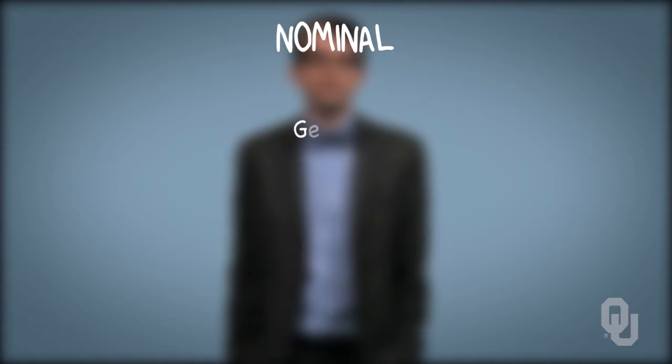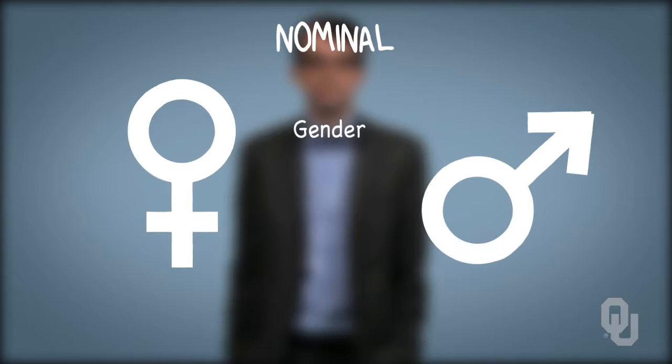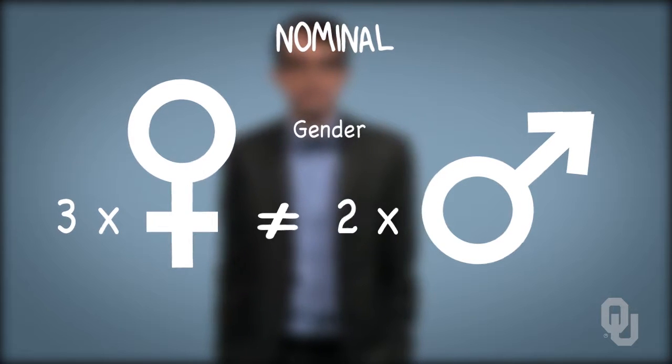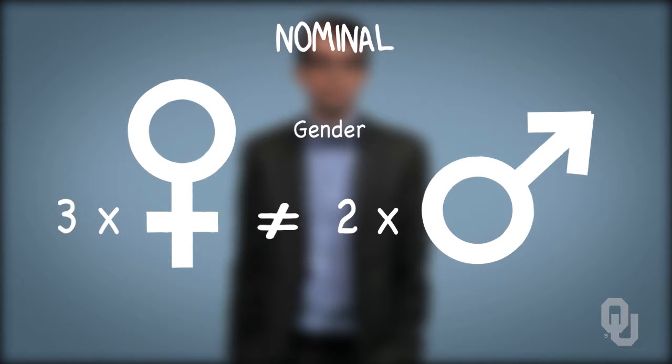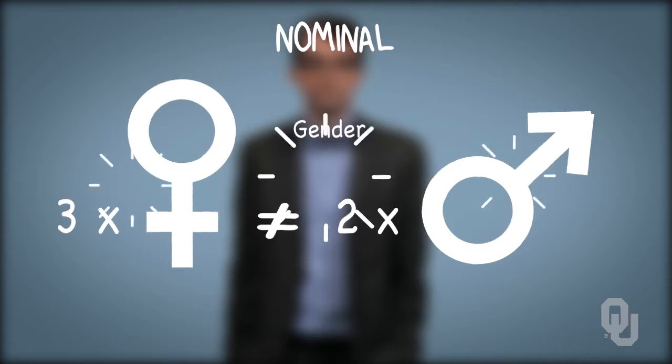For example, gender is measured on a nominal scale, and there are 2 values that the variable gender can take on: female and male. We can't perform arithmetic operations on these categories. 3 times female doesn't equal 2 times male. Even when the categories are numerical, we still can't perform arithmetic operations.